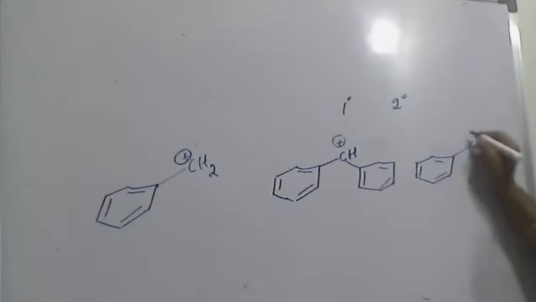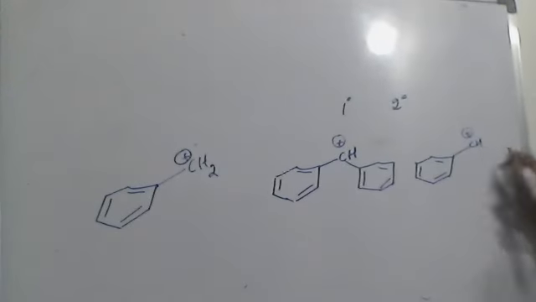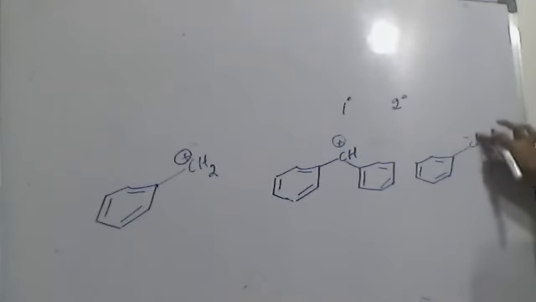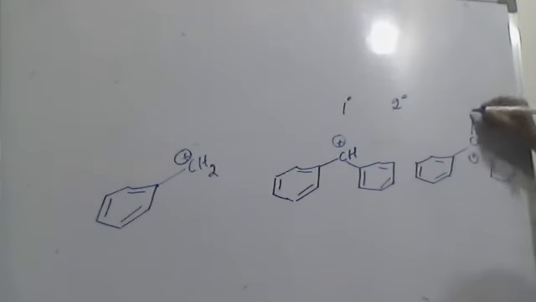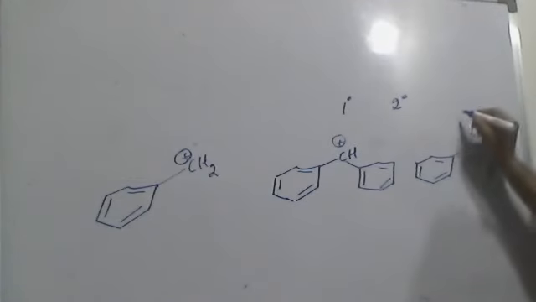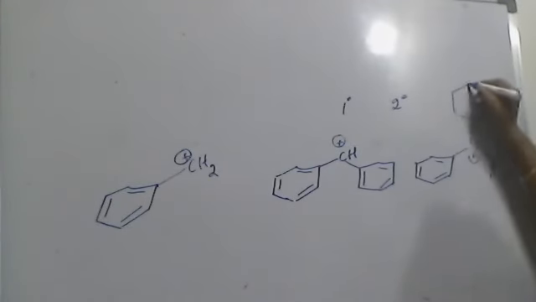Now this time it was CH2 plus, primary. Now replace one of them with one more carbon, secondary. Then replace one more hydrogen with one more carbon, but still the positive charge is present on the carbon. This is with one more benzene ring.